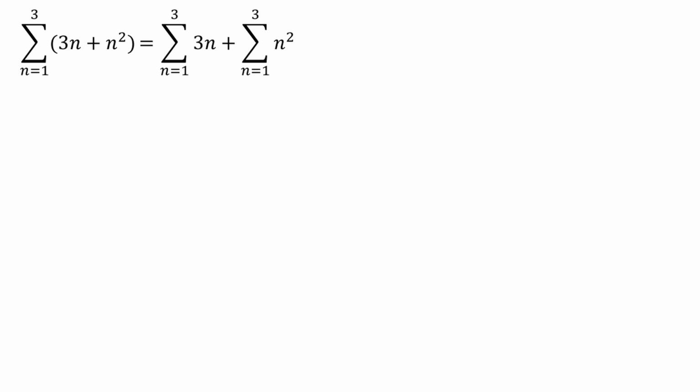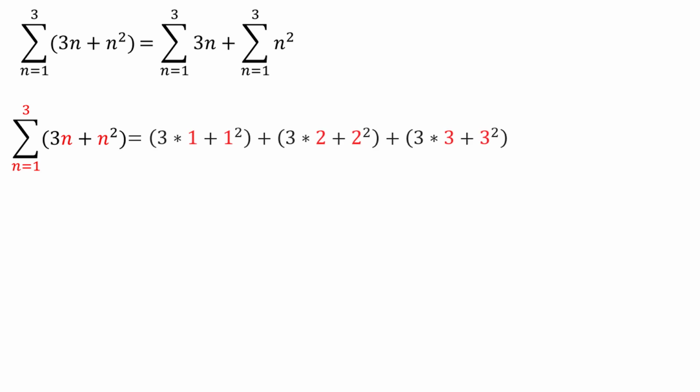If we evaluate the sum the first way, we have 3 times 1 plus 1 squared plus 3 times 2 plus 2 squared plus 3 times 3 plus 3 squared, which simplifies to 4 plus 10 plus 18, which is 32.